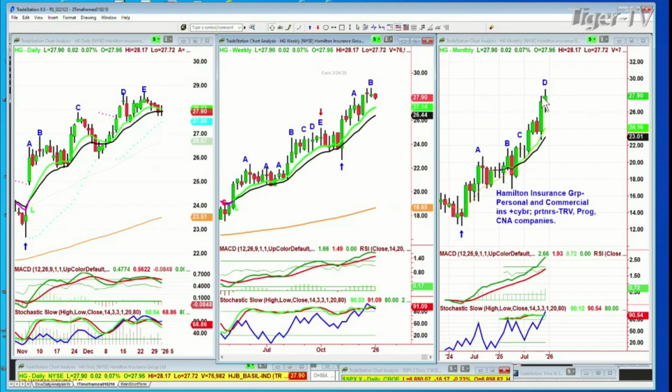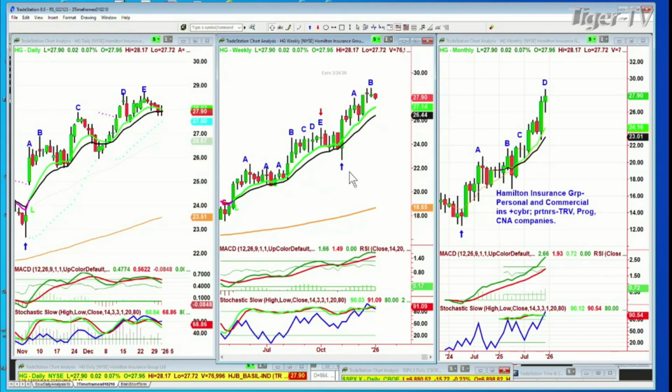It's a leg D in the monthly. It came out as an IPO back in 2023 in the teens. It pulled back to about 12, and then it ran up: peak A, peak B, C. It's in leg D in the monthly chart. This is an IPO, considering that this is the first time it's ever gone to a D in its life. That's really important.